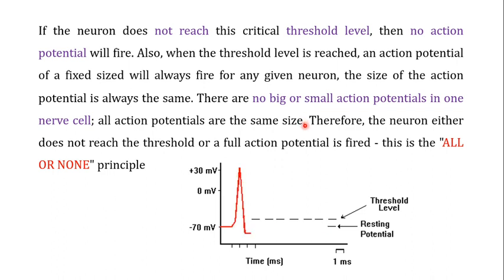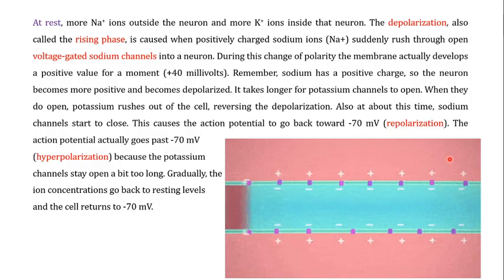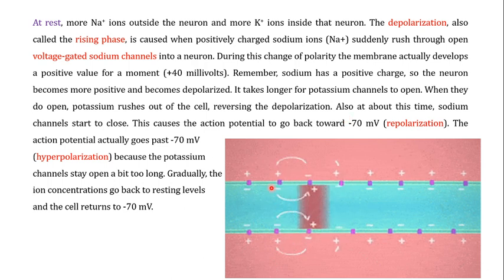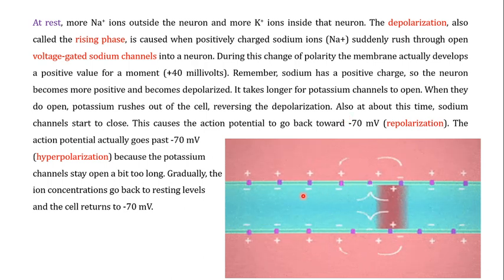Therefore, the neuron either does not reach the threshold or a full action potential is fired. This is known as the all or none principle. What this all or none principle means is that whether there will be an action potential or there will not be an action potential. Now this is what is happening in the action potential.